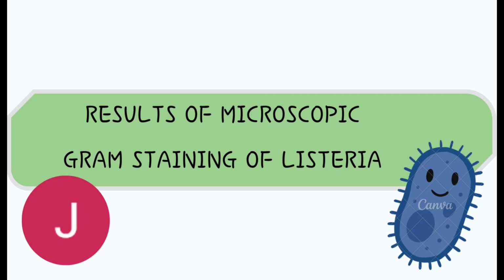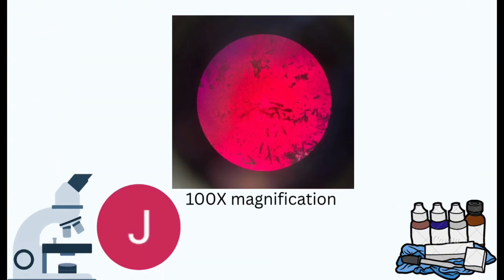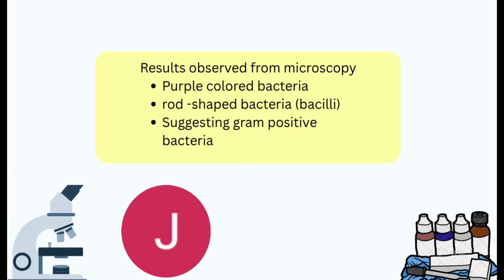Then the results of Listeria were further continued with gram staining by taking the culture from the TSAYE agar. Based on observation under the microscope with gram staining, when the magnification is 4x and 10x, the result obtained was as shown in the slide. Then this is the result observed under the microscope at 100x magnification. The overall result showed that the bacteria are purple colored and rod in shape, and this suggests the presence of gram-positive bacteria and strongly suggests the bacteria is Listeria, because Listeria is gram-positive, purple colored, and rod in shape.